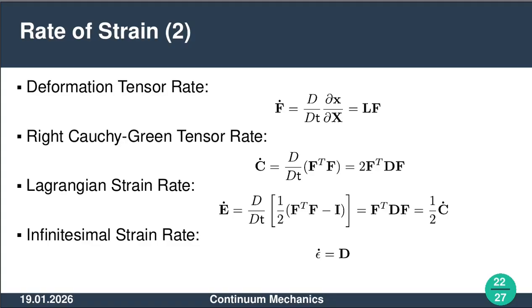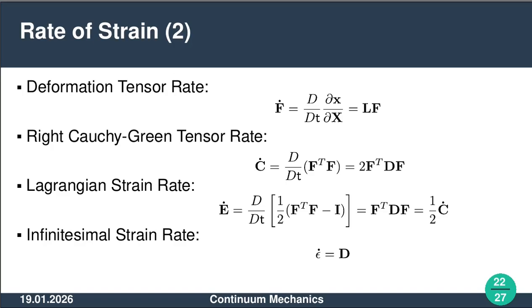So with L, D, and W, we have a deformation tensor rate, which reads F dot equals L F. We have a right Cauchy-Green tensor rate, C dot equals 2 times the transpose of F times D times F. The Lagrangian strain rate, E dot equals the transpose of F times D times F, is also equal to 1/2 of C dot, the right Cauchy-Green tensor rate.